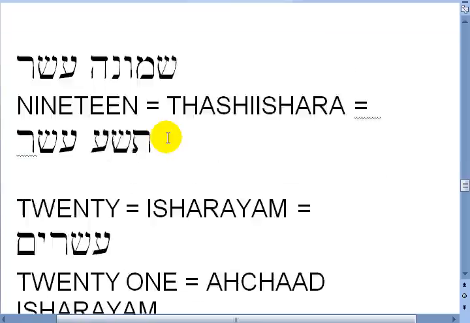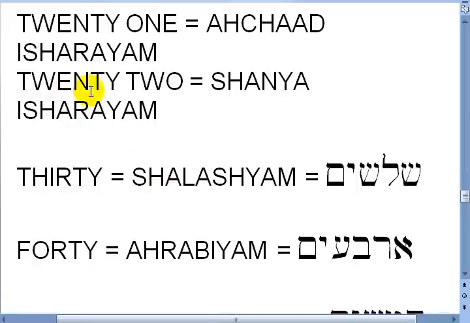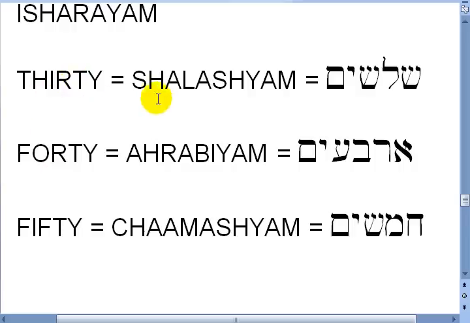Same thing when you get down to 20. 20 is Aisharayum, which is 10 plural. And then if you want to make it 21, you put Akkad, which is 1, Aisharayum, which is 20. 22 and so on and so forth, all the way till you get down to 30. Now 30 is Shalashim. Shalash is 3, and the Yum is like making it plural. So Shalashim is 30.